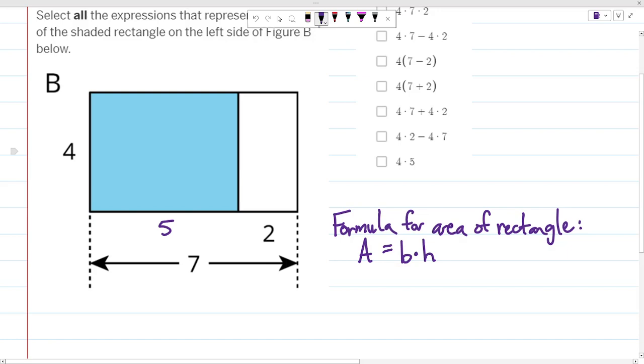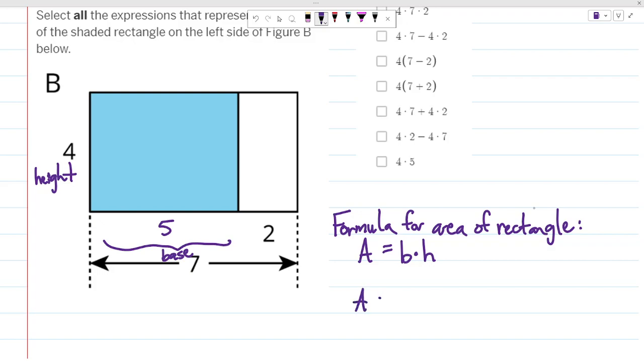So some different ways we could think about how to find the area of this rectangle. Let's go ahead and let 4 be our height. And this will be our base. So one quick way we could find the area is just using those substitutions that we found. So we said that the height is definitely 4 and the base was 5. So we could just say 5 times 4.